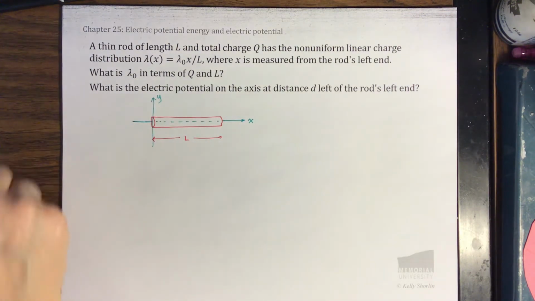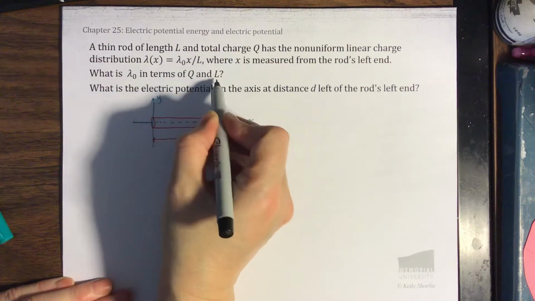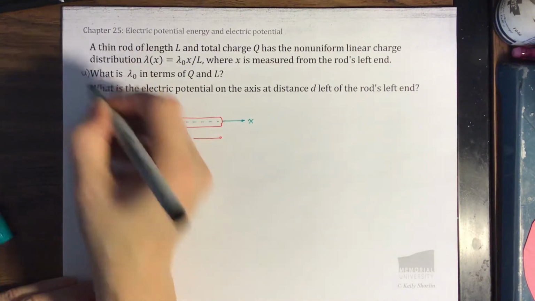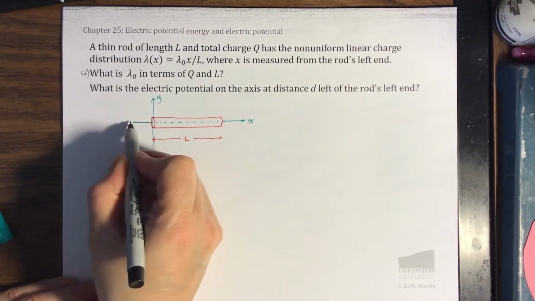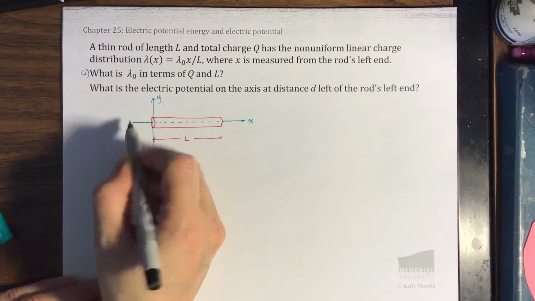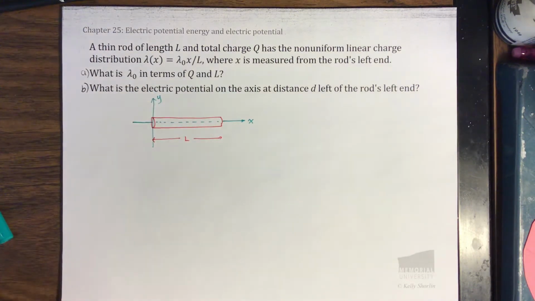Two questions to answer. What is our constant lambda naught in terms of the total charge and total length? That's part A. And what is the potential on the axis some distance to the left of the rod's left end, so over here. Let's start with part A. What is lambda naught in terms of Q and L? So why don't we get started just by making a list of some things that we know.